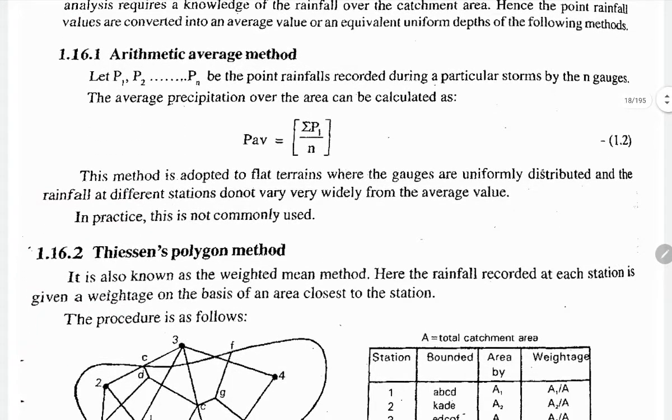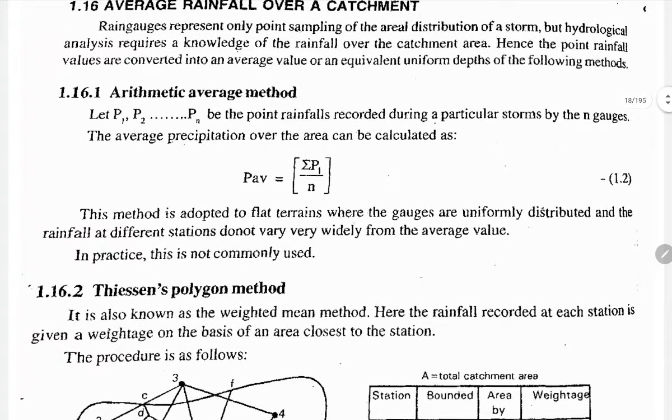Mainly this method is adopted for flat terrains where the gauges are uniformly distributed and the rainfall at different stations does not vary widely from the average value. The areas covered by the rain gauge stations are quite similar, and it is mainly used in flat terrains.